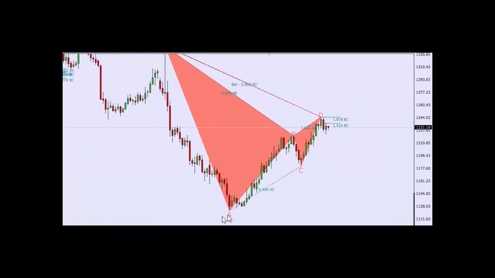All right, this is a very nice up move, and it's quite strong, as you can see. So we have this channel formation here from the beginning all the way to there, and that's where we're at.